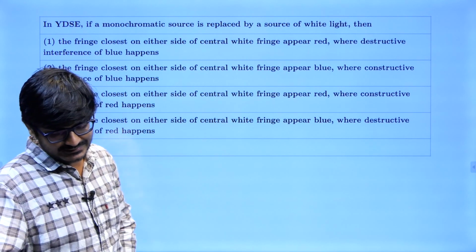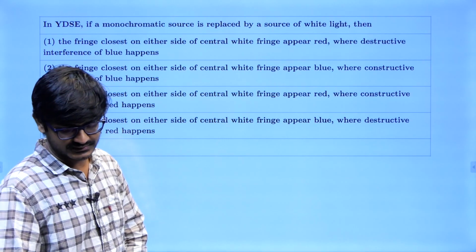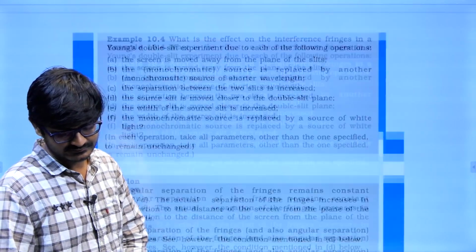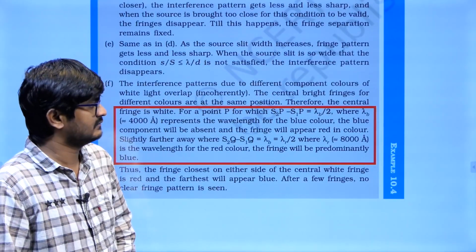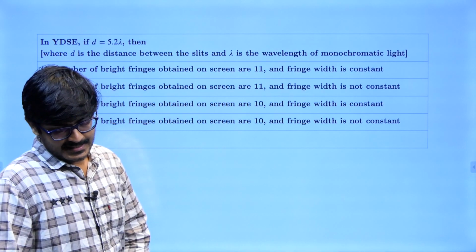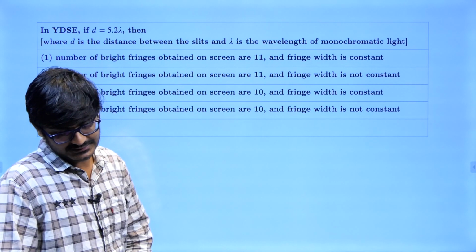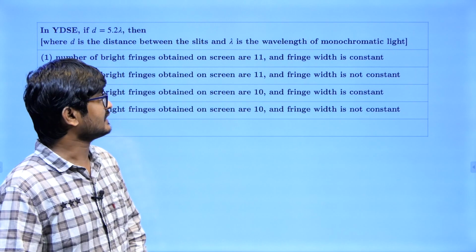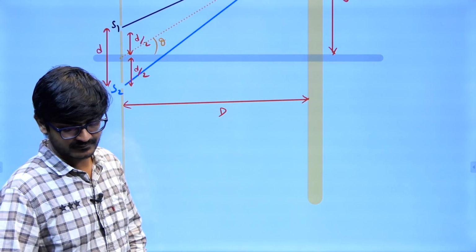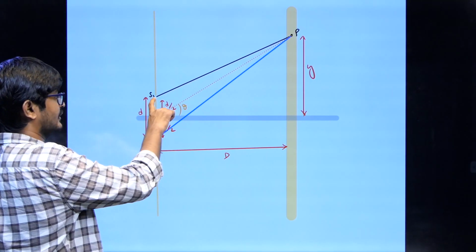So in YDSE, if a monochromatic source is replaced by a source of white light, this question I just picked from NCERT, that you can have a look at, right? You must be knowing. In YDSE, if d equal to 5.2 lambda, then find the maximum number of bright fringes. Now it is 5.2 lambda. So if I go with the figure, suppose this distance is 5.2 lambda.